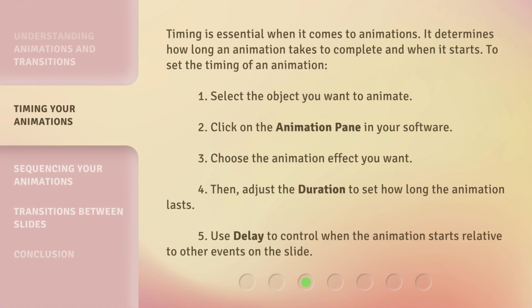Timing is essential when it comes to animations. It determines how long an animation takes to complete and when it starts. To set the timing of an animation: 1. Select the object you want to animate.